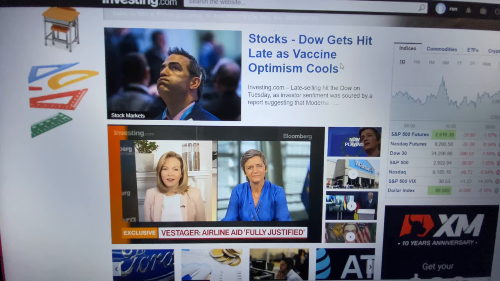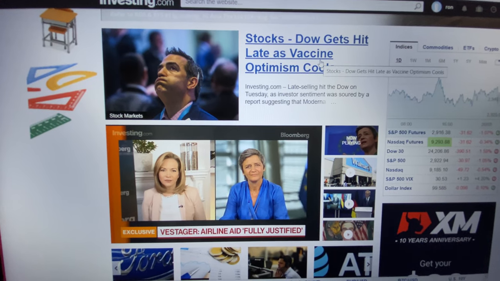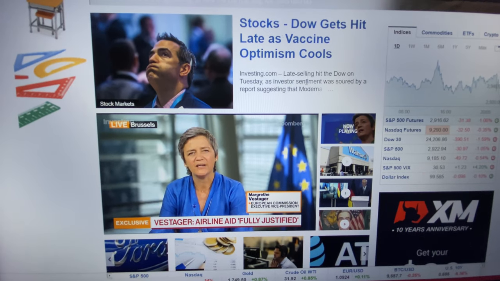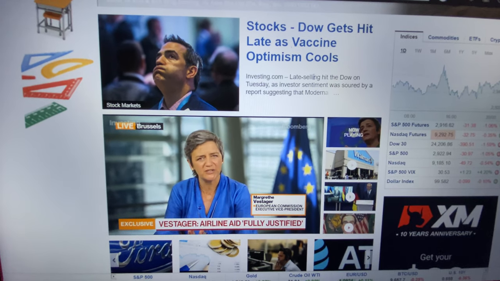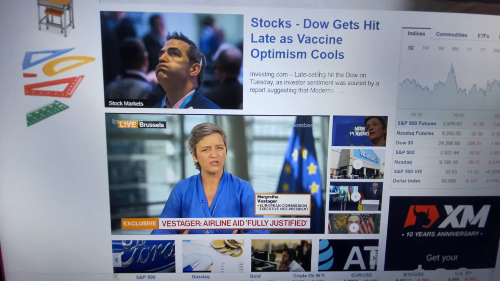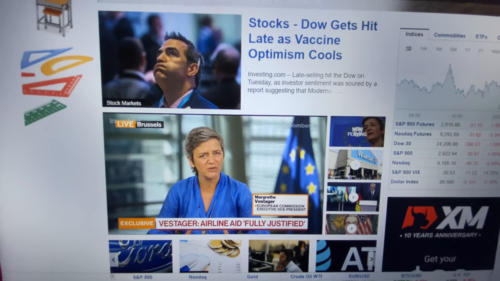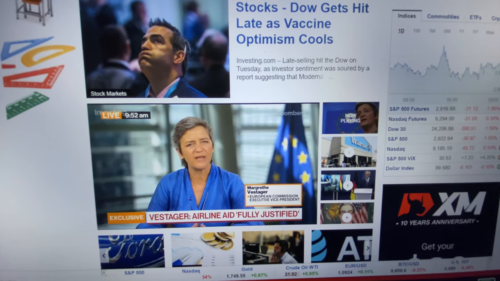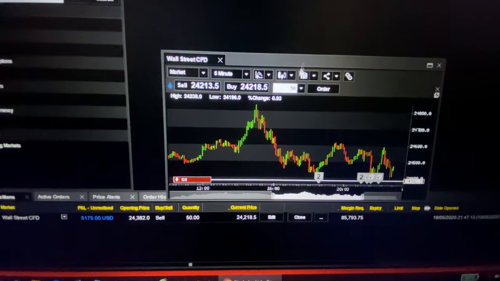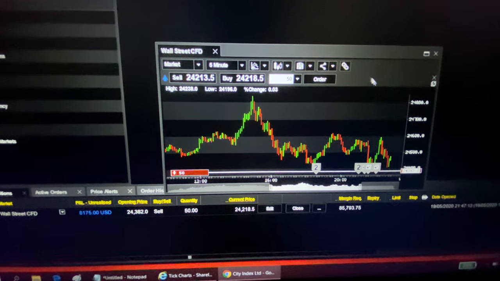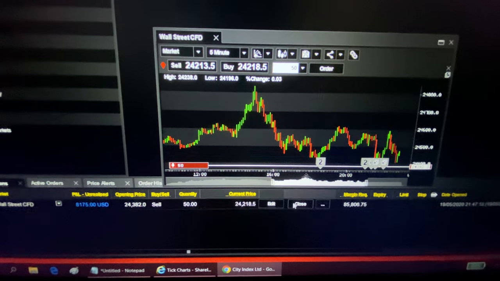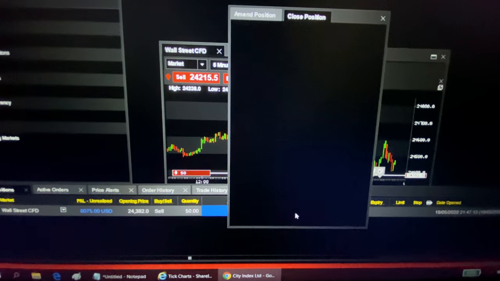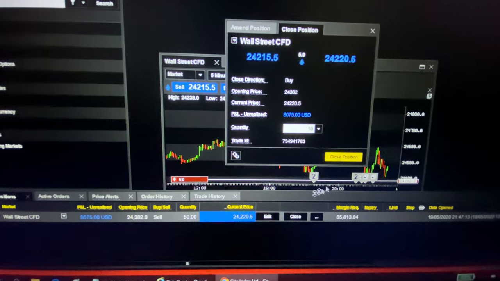It's because stocks, the Dow Jones, get hit as vaccine optimism cools off. I think the optimism for the vaccine the other day was a little bit overpowering, too much. And now they're saying that the vaccine is not on its way, and it gave some jitters in the market, and the market just sold down. And hence, I think it's wise to take profits, right? I'm just going to lock in profits and call it a day, right?